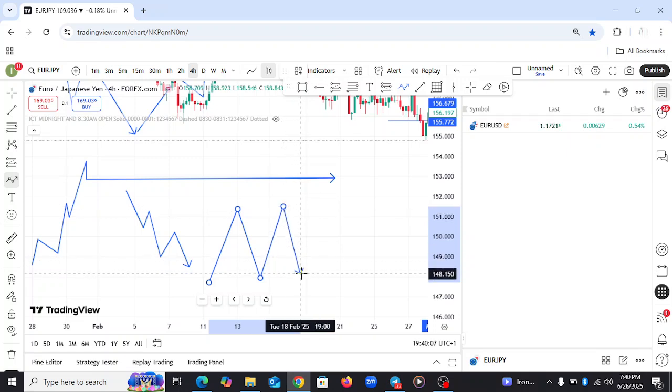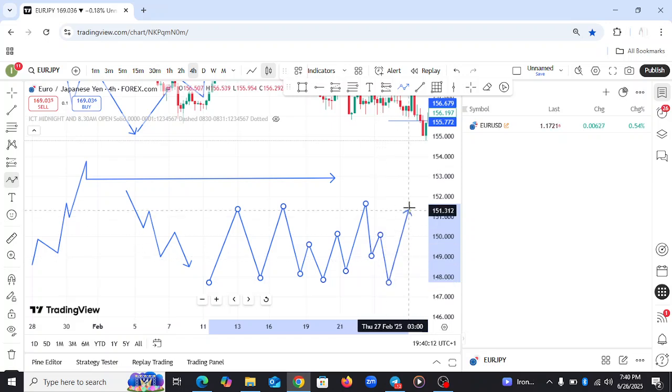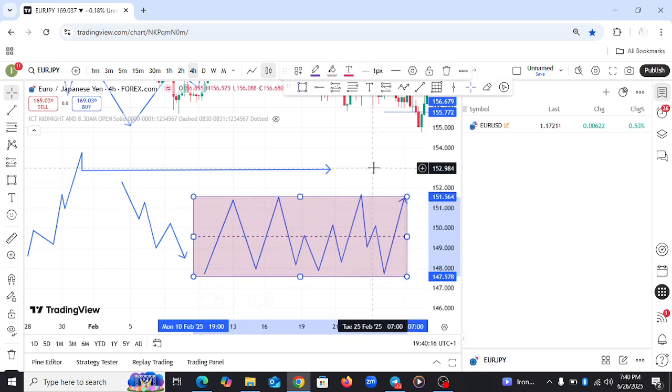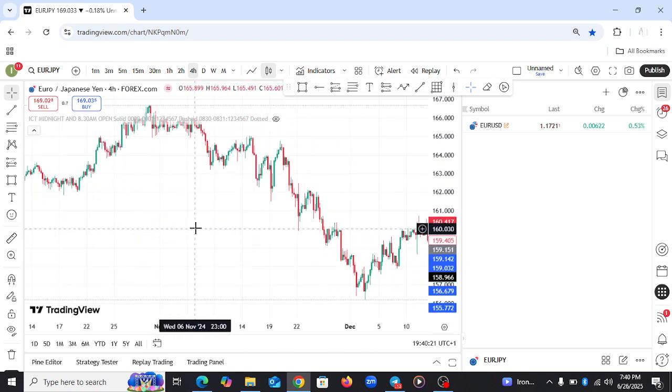But this is a market that's just moving sideways. It's not creating any form of higher highs and higher lows. This will generally be called a ranging market. Let's look for an example in the chart, and then we can move to the next topic.